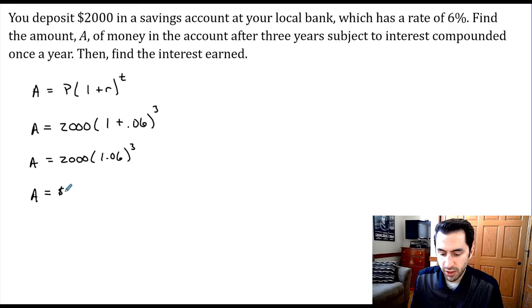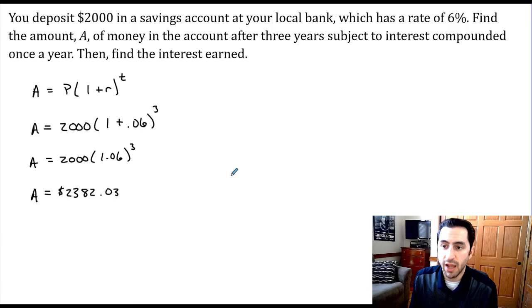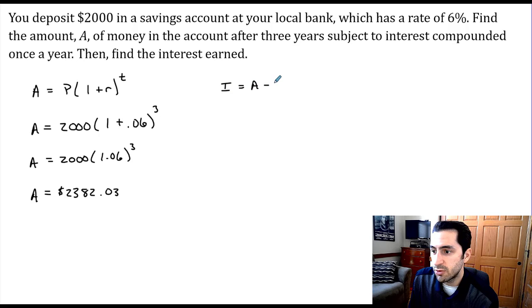And what we end up with is $2,382 and about 3 cents. So that's going to be our future value after our 3 years. Now to calculate the interest that I've earned, I just need to take my future value and subtract away my initial investment. So that will tell me how much interest.